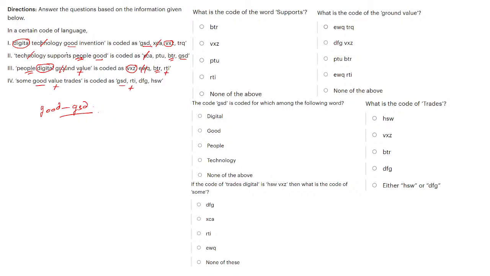Now moving to solve the questions. Support, what is the code for support? Here is also one is available, that is support here. So that is PTU. This is the code here. GSD code is available for good, right? And traits digital. See here, some traits is available, right? Some traits, that is only these two.